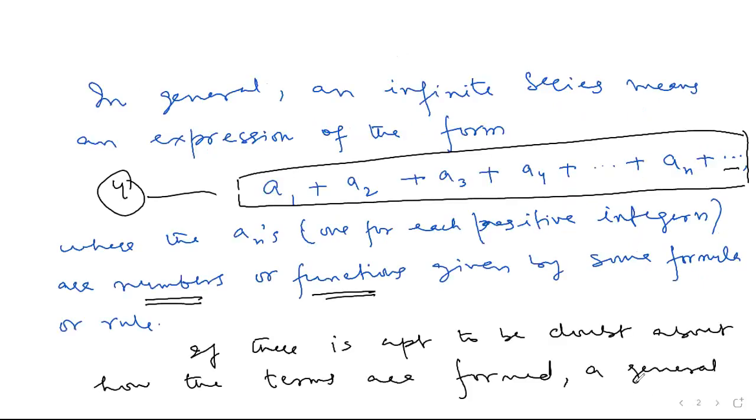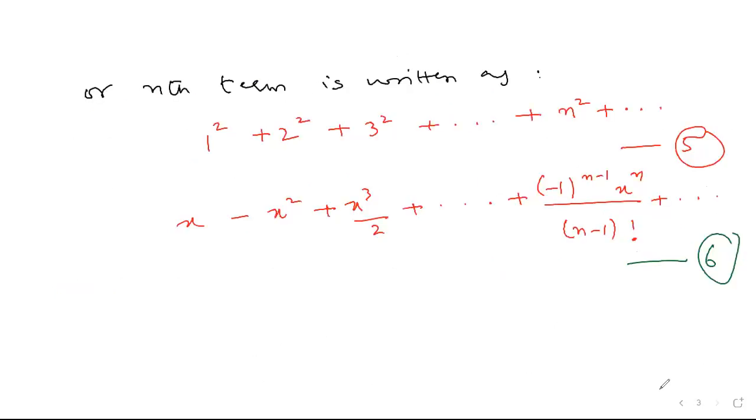So if we have some doubt about how the terms are formed, we write a general or nth term, as we have written for 5 and 6. In 5, the nth term is n square. So if you know the nth term, you can find any term by putting the values of n. When n is 1, the first term is 1 square. The second term, when n is 2, is 2 square, and the same is true for every term. So we can obtain every term from the nth term.